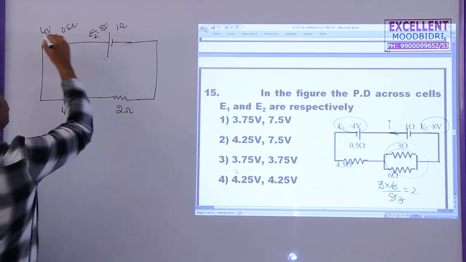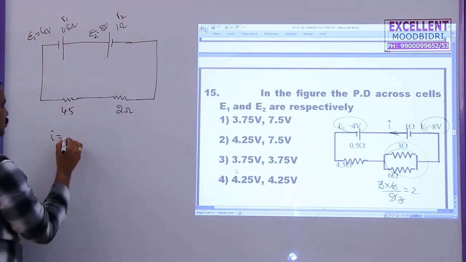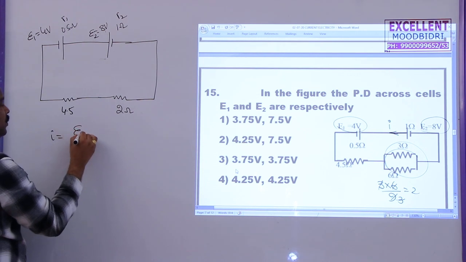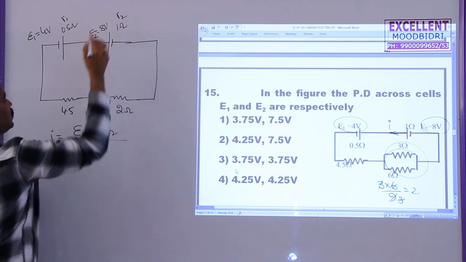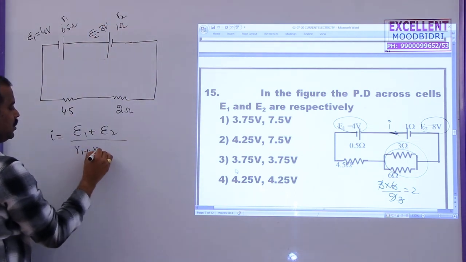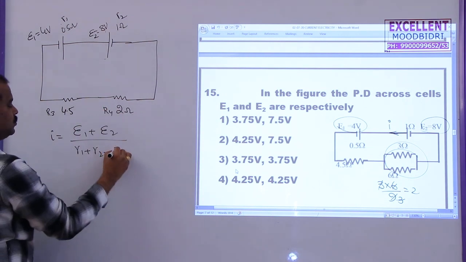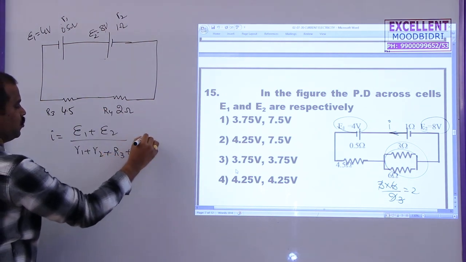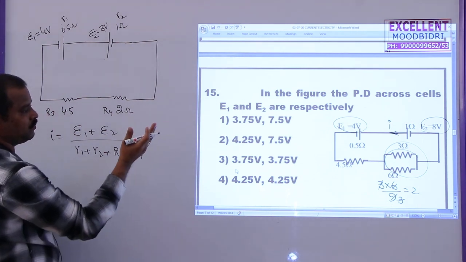This is E2 and this is given as E1. So this will be R1 and R2. So this will be total EMF, E1 plus E2, by total resistance, R1 plus R2. Let us say this is R3, this is R4. So R3 plus R4.